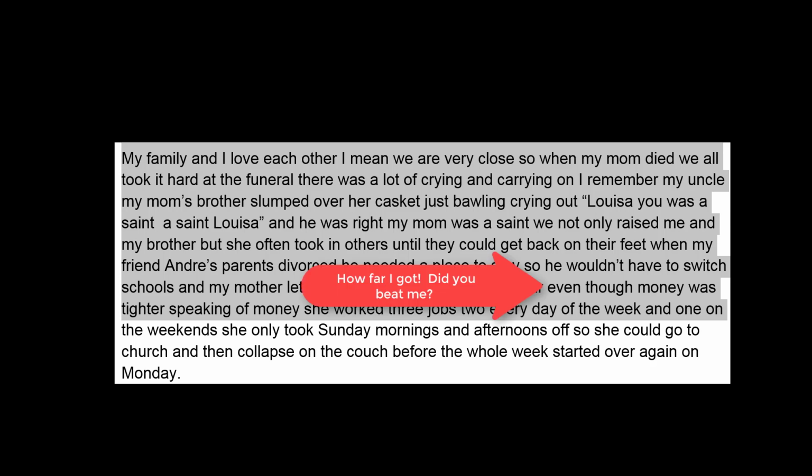Not only raised me and my brother, but she often took care of others until they could get back on their feet. When my friend Andre's parents divorced, he needed a place to stay so he wouldn't have to switch schools. And my mother let me stay for us senior year until the money was tighter. That speaking of money, she was working 2 jobs every day to be quiet. Whew.